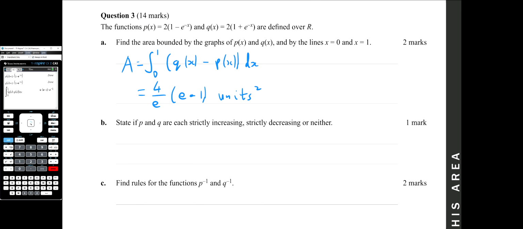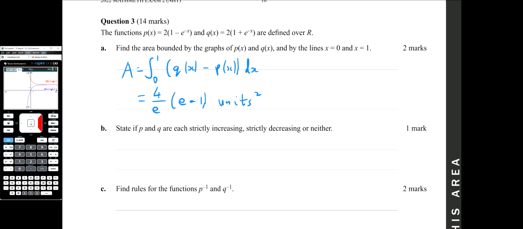Okay, so the quick way to work this out is let's work out the derivatives of p and q. Shift minus d dx of p of x. That's 2e to the negative x. Now, the derivative of p of x, as you can see, p of x is over here. The derivative of that is always positive. So 2e to the negative x is a function that is always above the x-axis. In other words, this graph is always going up. It's always strictly increasing. So we can say that p is strictly increasing.